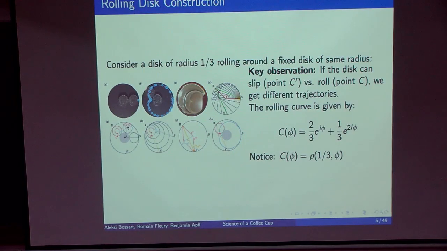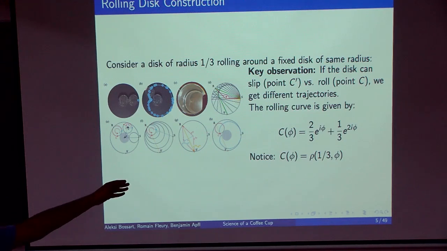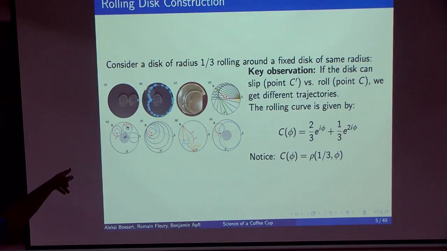Now if we look at a disk of radius 1/3 rolling around a fixed disk of the same radius, if the disk can flip, point phi dash versus roll, point phi, we get different trajectories. The phi dash and phi are right here. It's not allowed to flip, otherwise it will just move to phi dash. The rolling curve is given by 2/3 e^(i theta) plus 1/3 e^(2 i theta). Sorry, phi. How do you know that? How do we know? Oh, radius 1/3. Yeah, oh, okay, sorry. Let's forget.